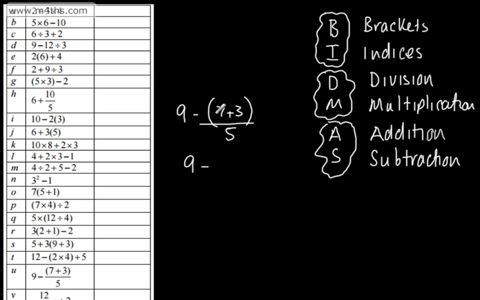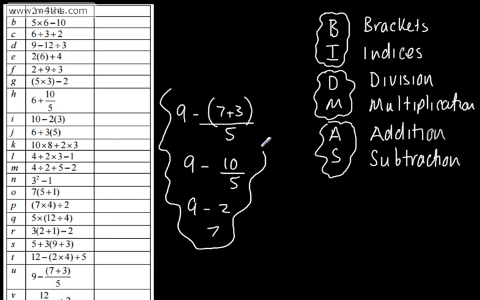So 9 minus, well, 7 plus 3 is 10, and then we have 10 divided by 5. Do the division first. 10 divided by 5 is going to give 2. 9 minus 2 is going to give me 7. So all I've done is carried out those calculations and put them all together.